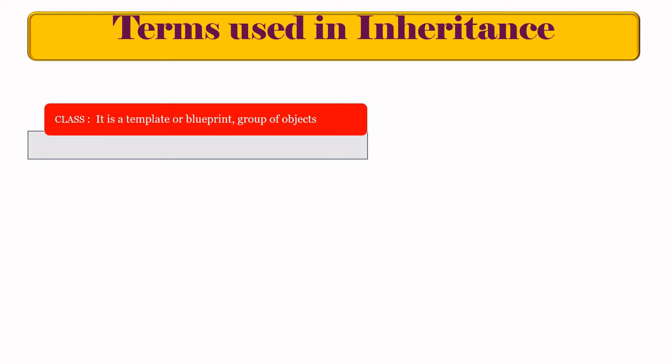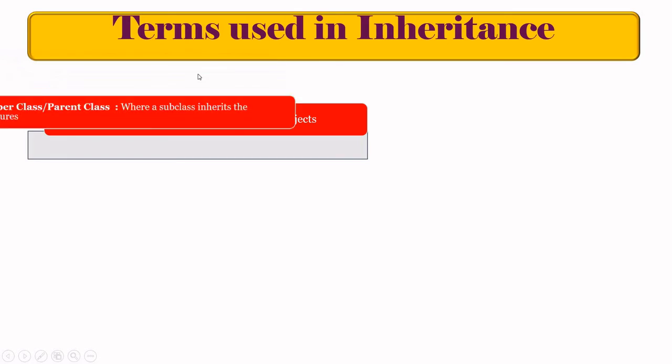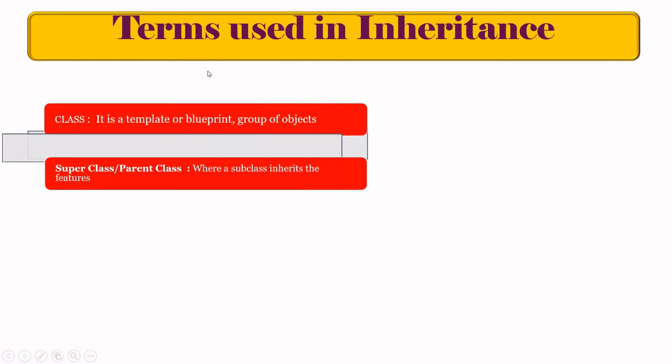Each and every part of the class is called an object. With the help of the class, you are going to group the various objects. That's why it is called a template or data structure. So class is a very important term when you want to implement inheritance.